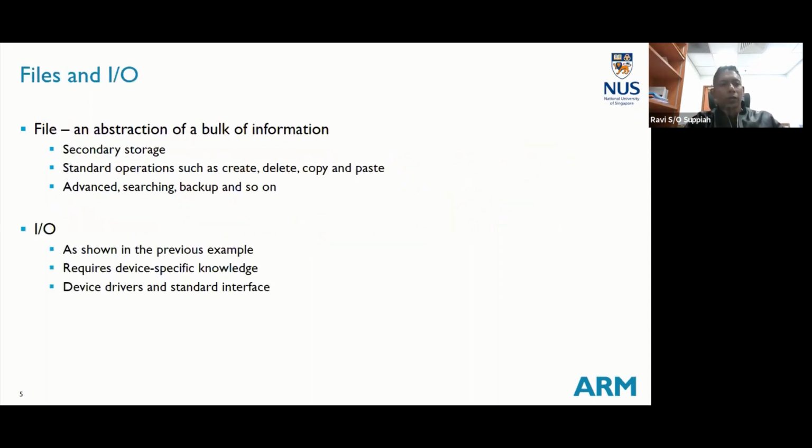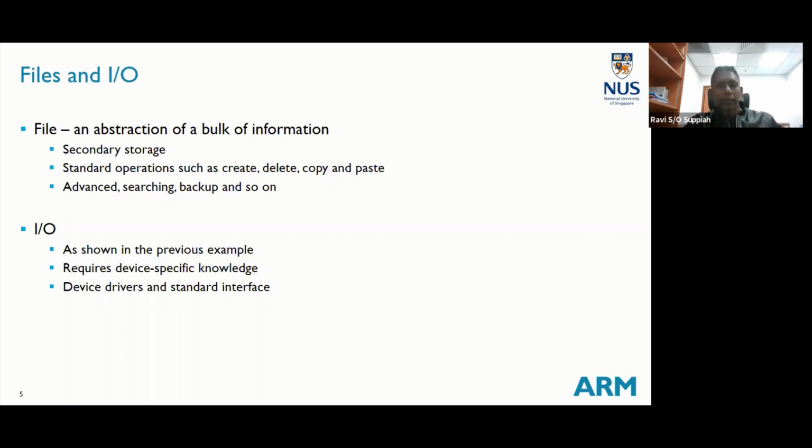Okay, file and IO. As we know, a file is basically another abstraction for storing large amounts of information. In most small scale embedded systems, you may not need a file system. In some cases, just a basic directory structure might be enough, if you just want to keep logs of certain activity.